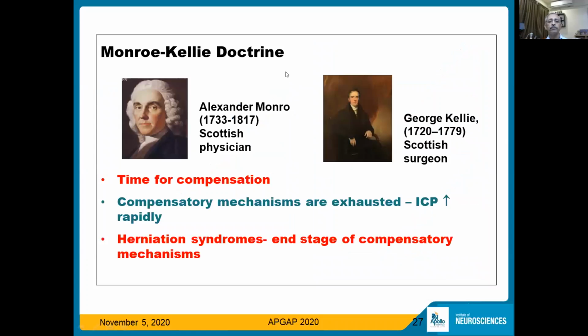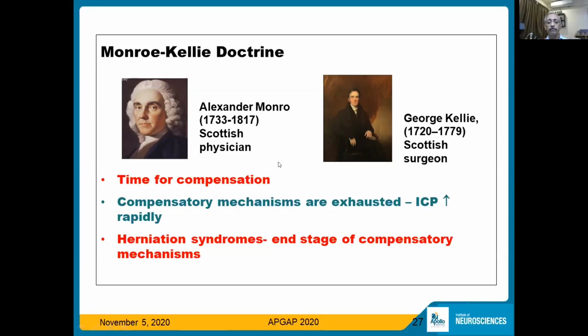And no ICP discussion is complete without mentioning the Monro-Kellie doctrine. This is Monro, a Scottish physician. They described that whenever there is an increase in the volume of one of the compartments, either brain, CSF, or blood volume, there is a compensation by the other two systems.